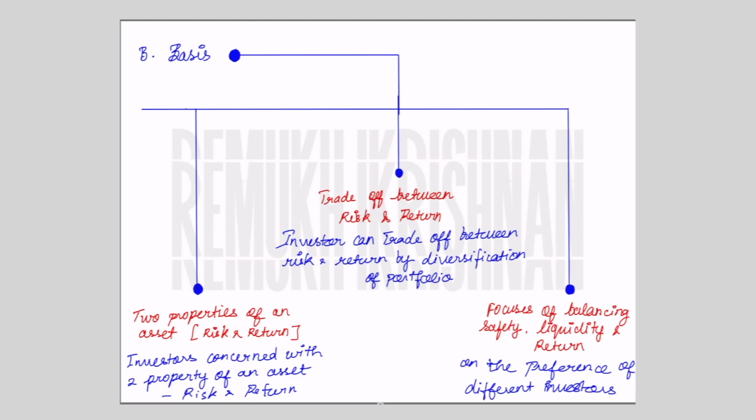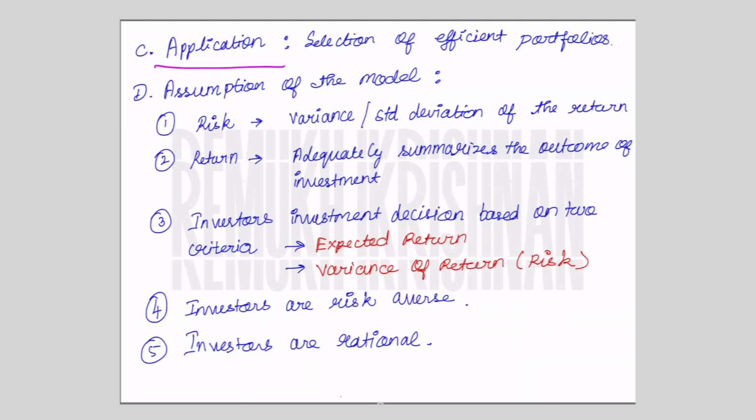Let us move towards the application. What is the application? Here, application in the sense of how we are going to use it. So the very particular usage of this model is that it will help the investor to select the efficient portfolio. If I give options A, B and C portfolios, then based upon the preference of an investor, which will be the efficient portfolio can be found using this theory.